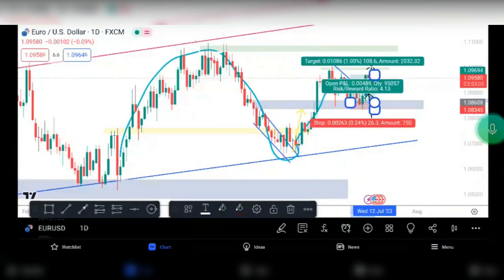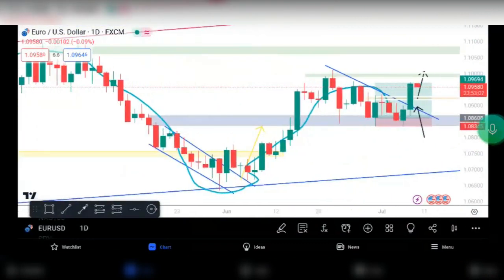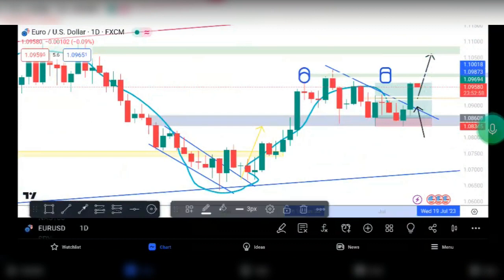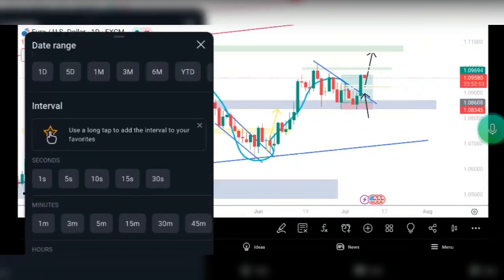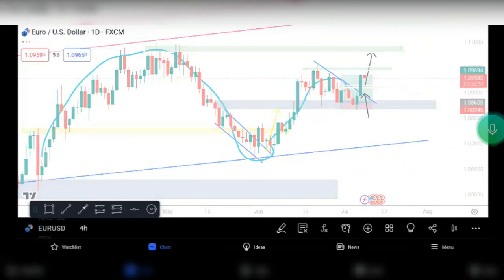So from here, we are expecting the market to go here. So by the end of the week, the market should get there. All right. So that will be end of the class.